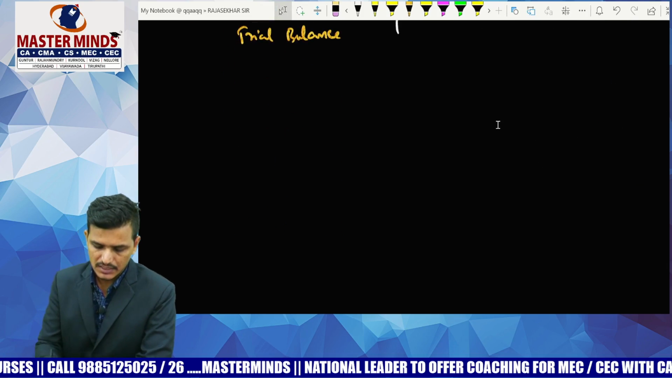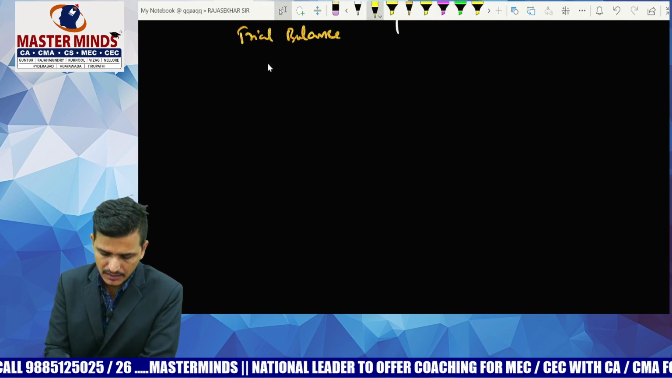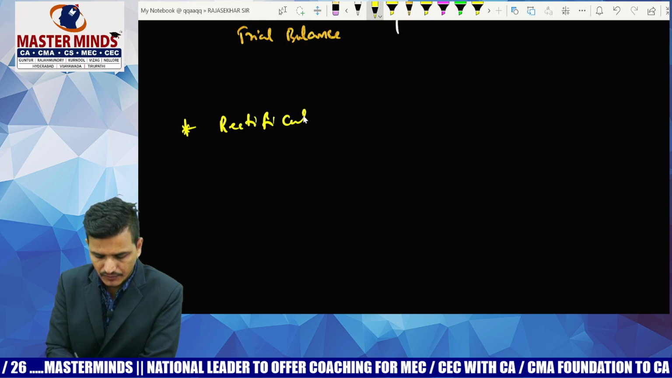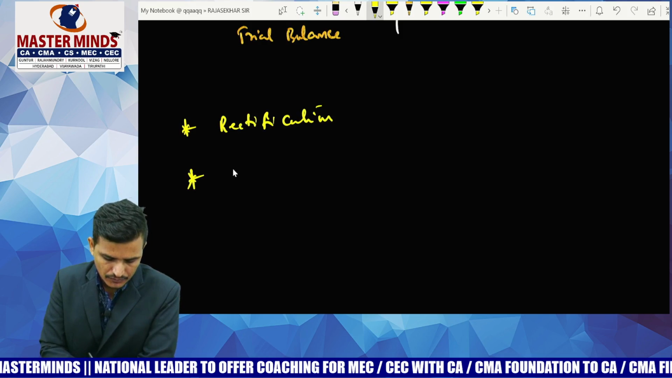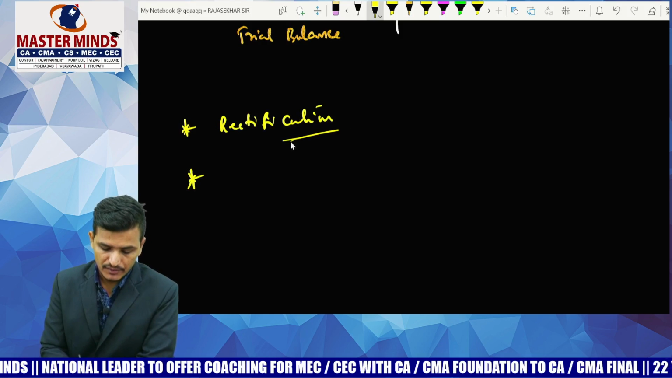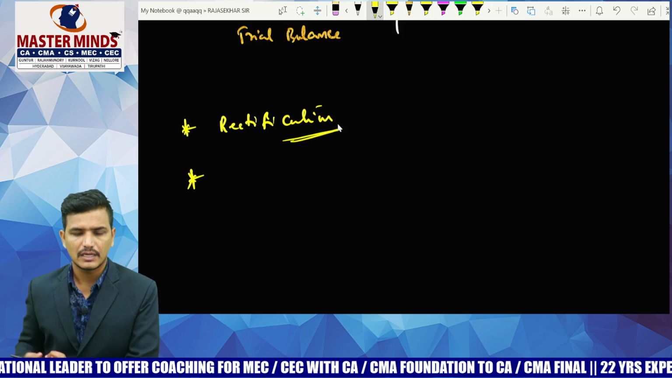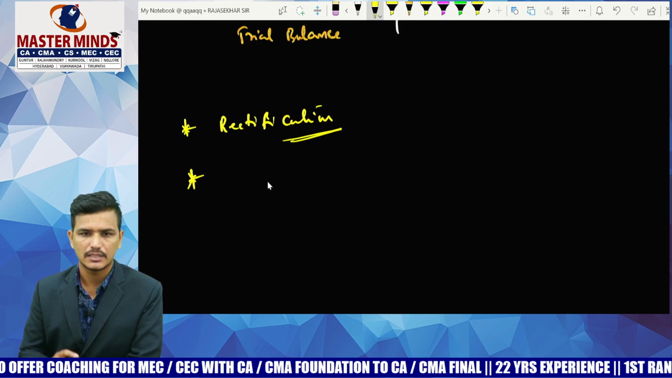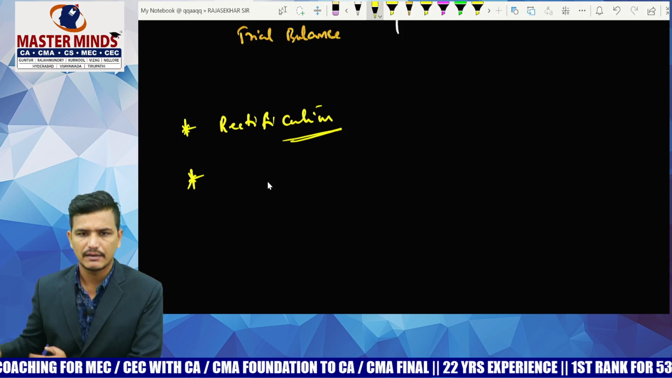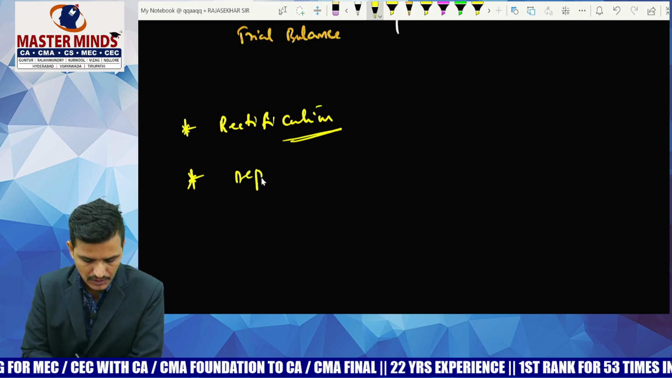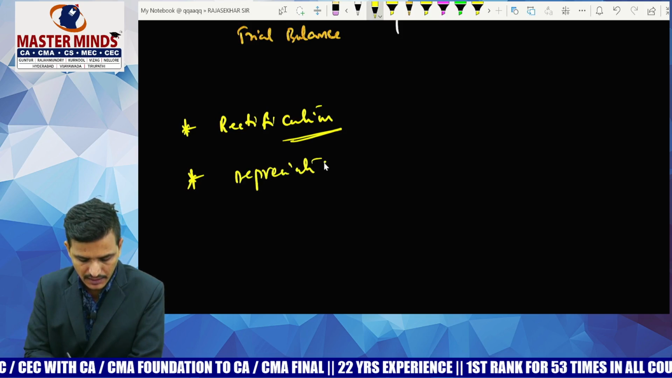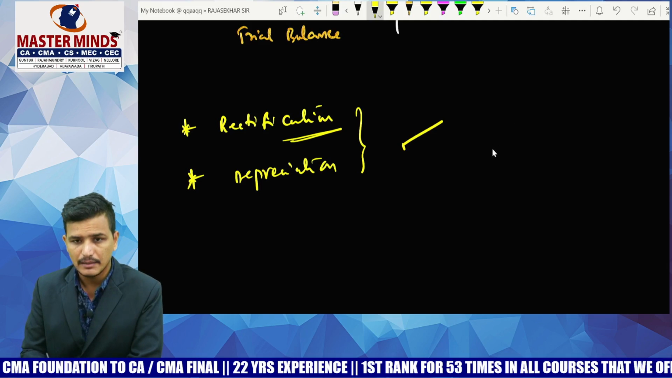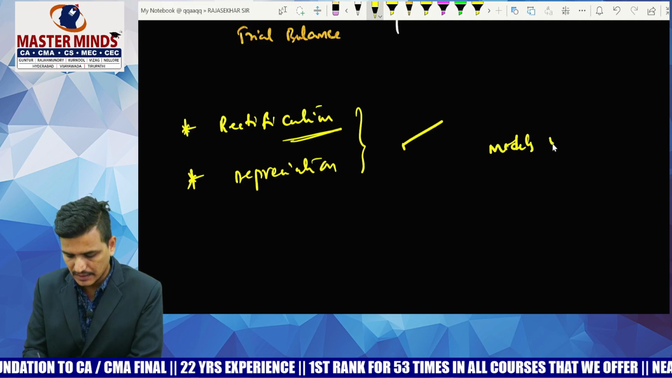And next, one more important chapter is rectification and depreciation. These are two chapters which are highly important from the exam point of view. Frequently a question will be given from the rectification of errors chapter. So try to solve whatever models we have in the study material, and in the depreciation chapter also try to solve whatever models we have in the study material. These are also important chapters from the foundation areas which are frequently tested in the examination. So try to cover all the models in the study material.